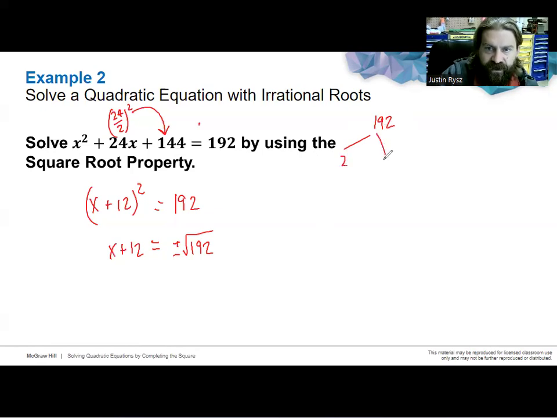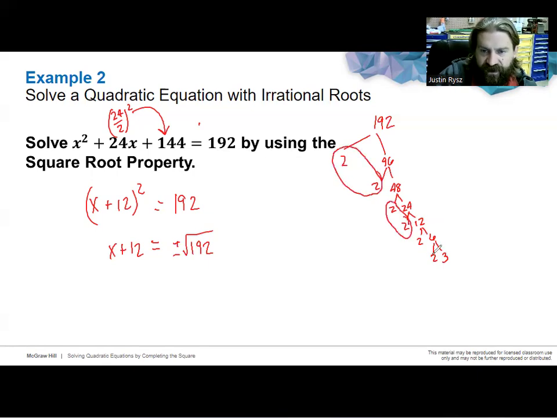That is 2 and 96. That's 2 and 48. That's 2 and 24. 2 and 12. Let's keep doing a bunch of twos. 2 and 6, 2 and 3. A set of twos, a set of twos, another set of twos. So 2 times 2 times 2 gives us 8. All right, we get 8 radical 3. The 3 is left over on the inside.